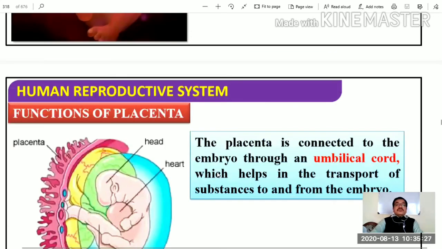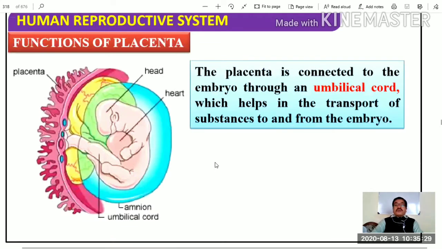Functions of the placenta. Number one, the placenta is connected to the embryo through an umbilical cord. This shows the umbilical cord, which helps in the transport of substances to and from the embryo. Substances are transported from the fetus toward the maternal side and from the maternal side toward the fetus. So there is a continuous transport of substances.